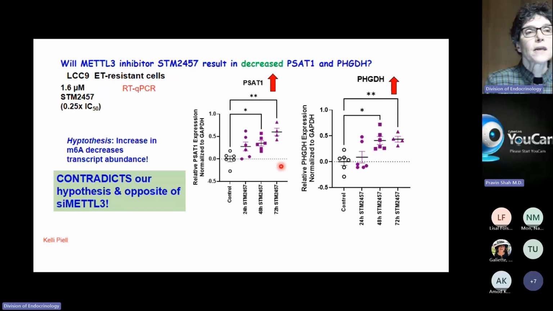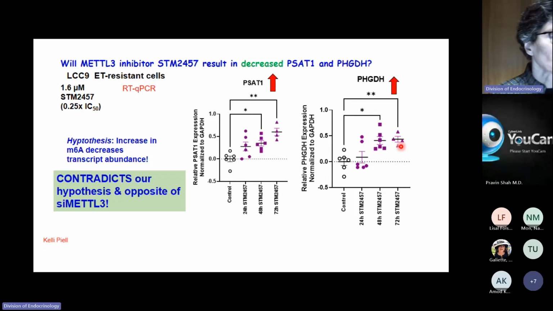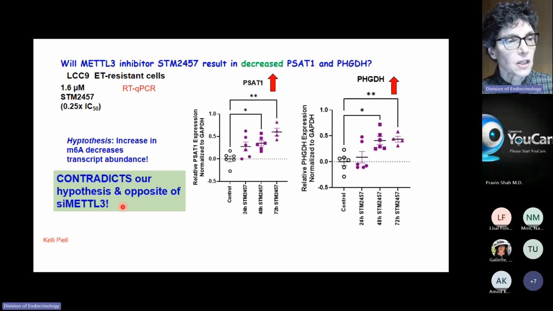All right. So then we saw that SI-metal-3 inhibited PSAT1 and PHGDH expression. Well, with the metal-3 inhibitor, STM2457, does it result in decreased PSAT1 and PHGDH? And the answer is absolutely not. In fact, we saw the opposite. So we treated the cells again with the same concentration, 1.6 micromolar STM2457, and we're getting a time-dependent increase in PSAT1 and PHGDH transcript expression. So this contradicts our hypothesis, and it's the opposite of SI-metal-3.